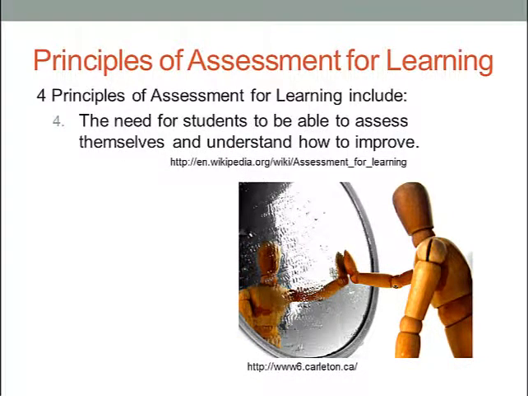The fourth principle is the need for students to be able to assess themselves and understand how to improve. Self-assessment is an essential element in the assessment for learning. Asking others in the class to comment on the work of their peers is an effective way to gauge progress, particularly when achieved anonymously.